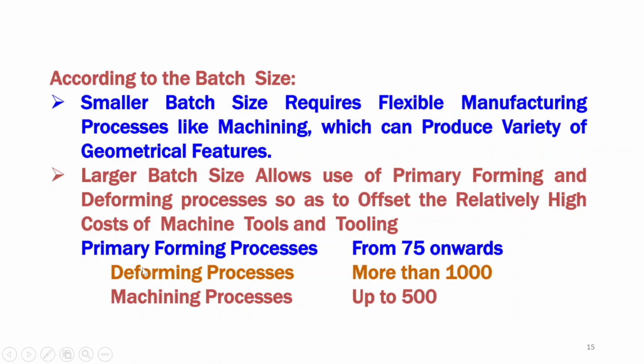Now these are the numbers of units, and based on those you can select these processes. If you require only, let's say, 500 units, then you should choose a machining process. Or if you require up to 7.5 onwards, then you will be using primary forming processes, and more than 1000, then you will be using deforming processes.